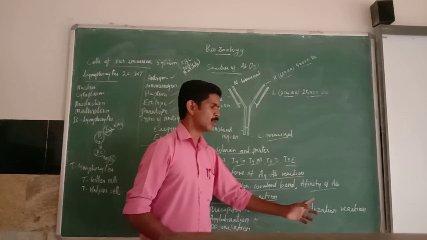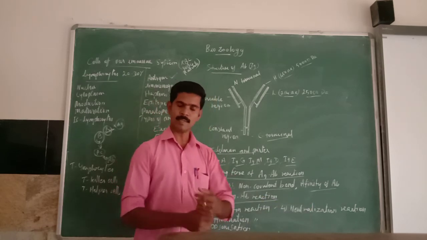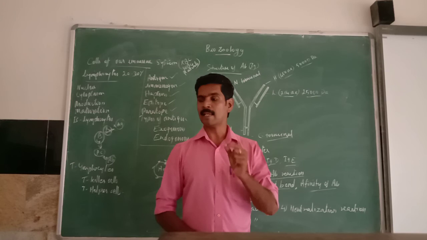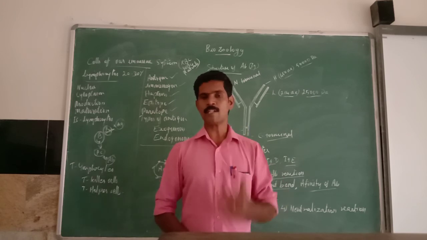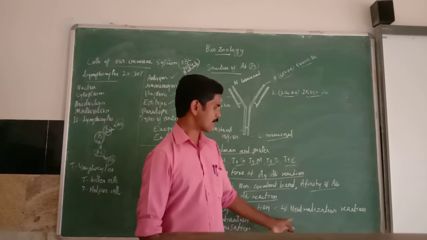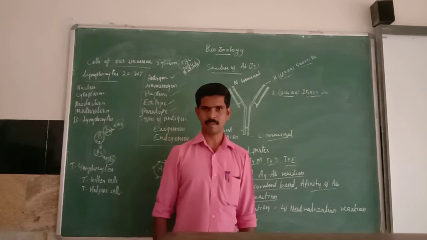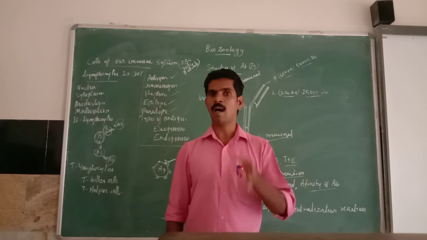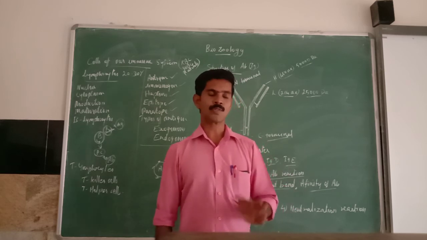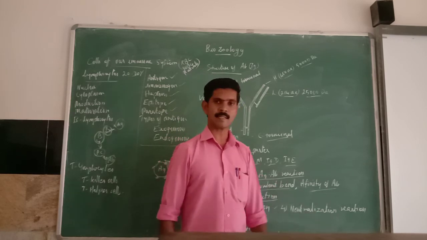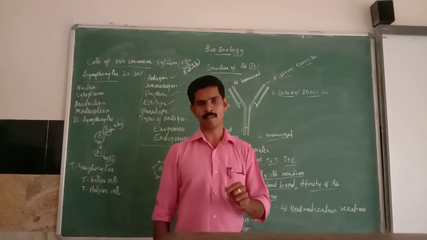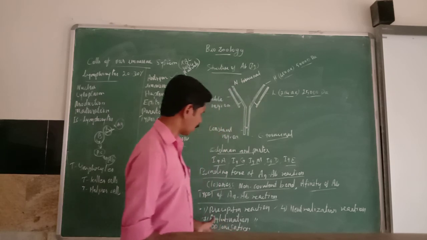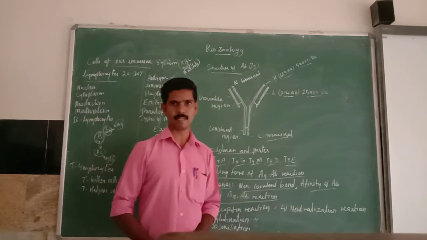And the last reaction is called neutralization reaction. In this reaction, the harmful effect of the microorganism or the antigen is eliminated, reduced or neutralized by the antibody. So this reaction is called neutralization reaction, and this antibody is called antitoxin. Understand, my dear students? So now we completed one important 3-mark question: types of antigen-antibody reaction.